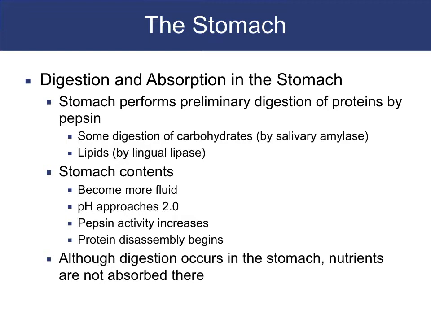So they're all being broken down in the stomach. And that's kind of cool. The stomach contents have gotten very acidic. That makes the pepsin really active. Protein disassembly, that's an interesting word. Protein breakdown begins. Although this digestion is occurring in the stomach, remember that when we say digestion, we mean mechanical digestion, which is chewing it up, breaking it down, mixing it up, getting it wet, and also chemical digestion, which is actually breaking down the molecules into smaller parts. Okay? But they're not really absorbed here.